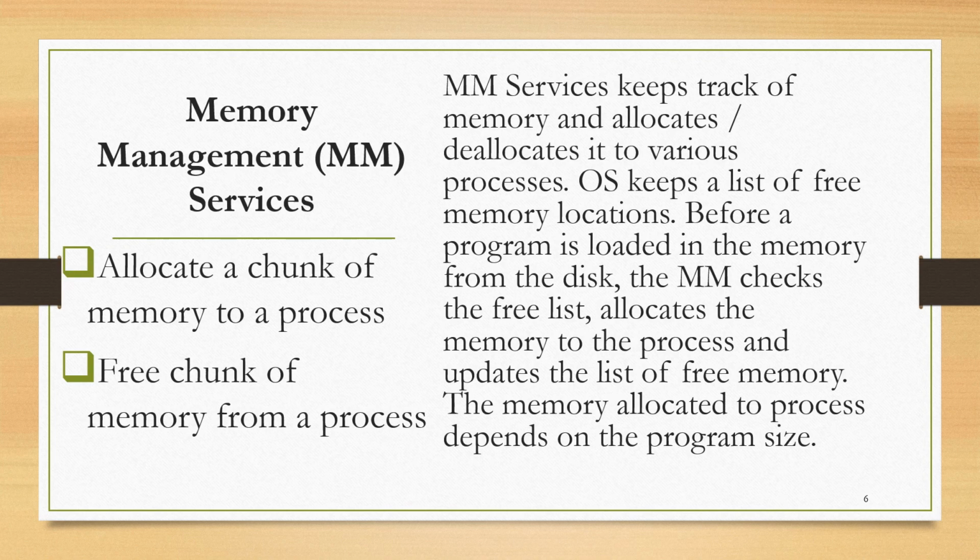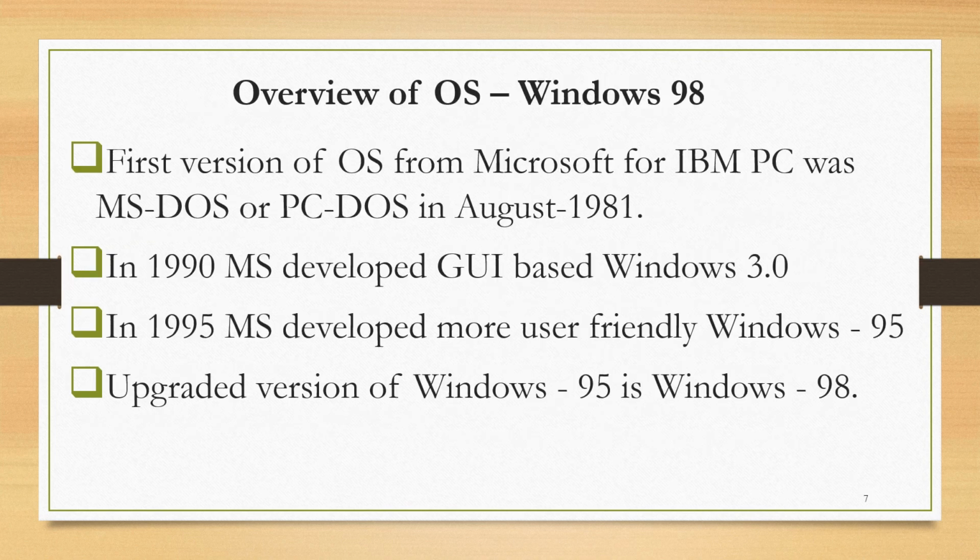How much memory is allocated to which program or process depends on the program size. A big program needs more, larger memory. Okay, so we have learned that the basic three services are done by the operating system. One is information management, one is process management, and the third one is memory management.